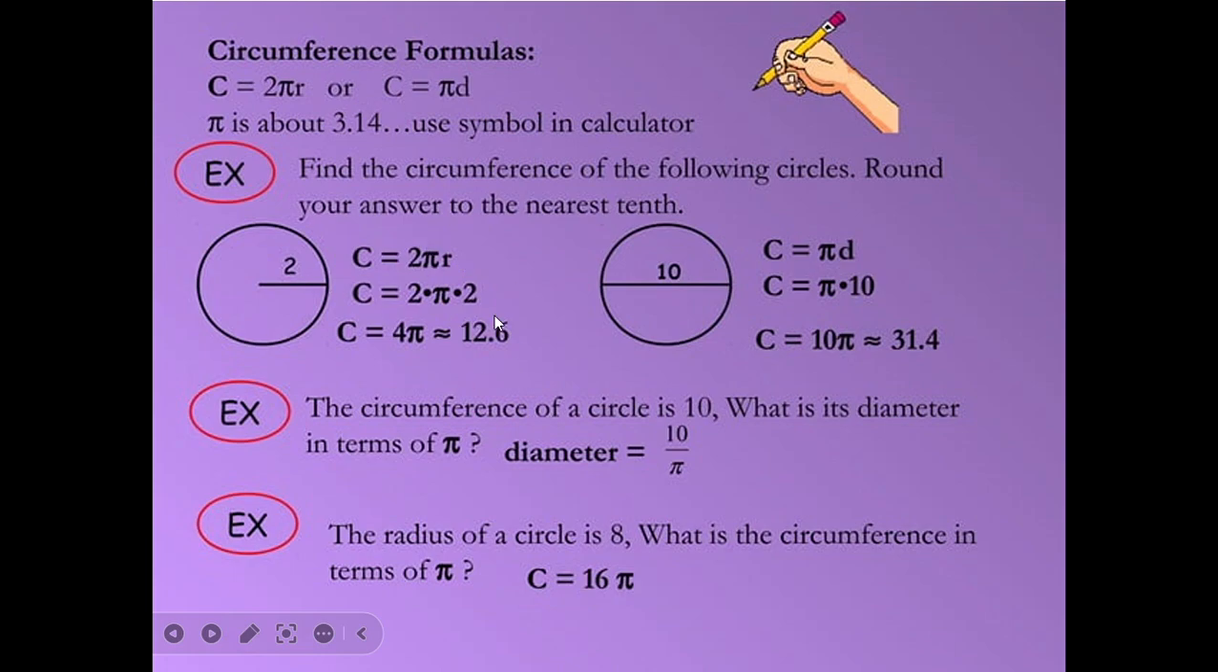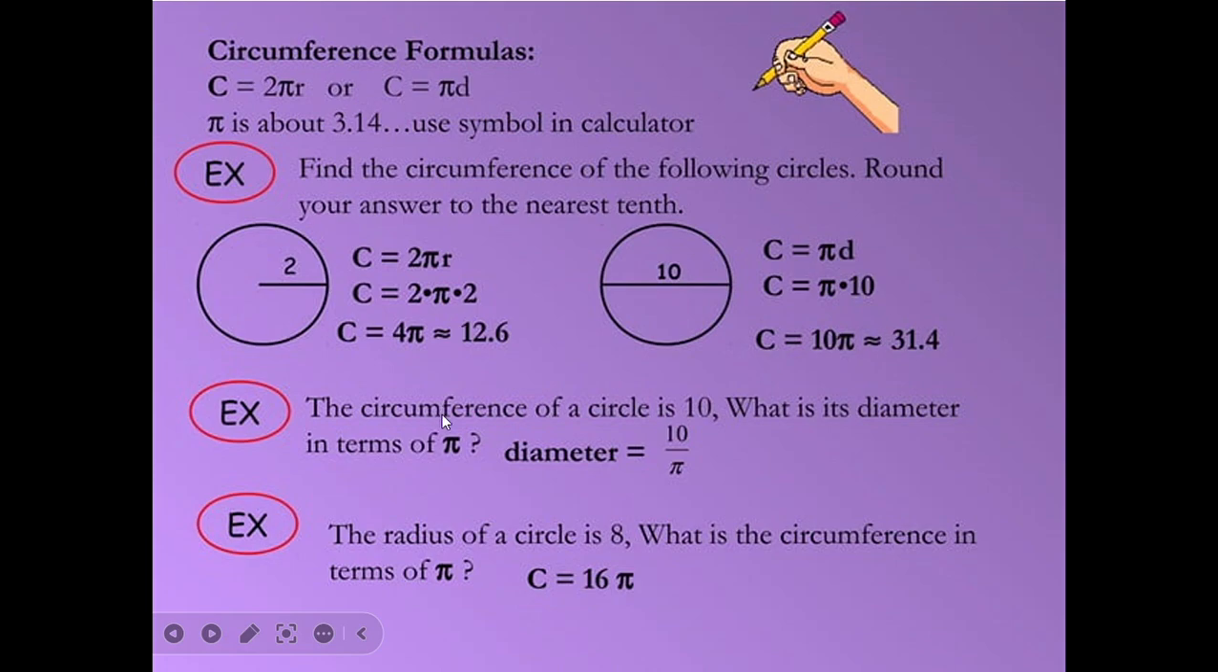Okay? Now for the second one, we have here a circle again and the diameter is 10. So we will use the formula C is equal to pi times d. Our pi is 3.14. We multiply it by 10 because our diameter is 10. So, 10 times 3.14, we get the answer of 31.4.